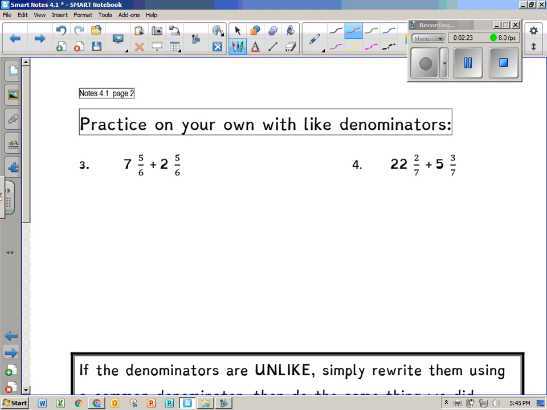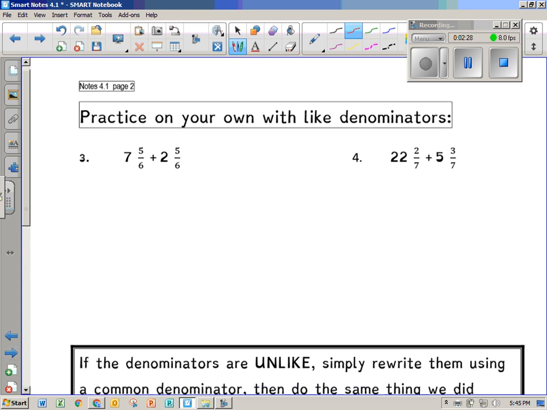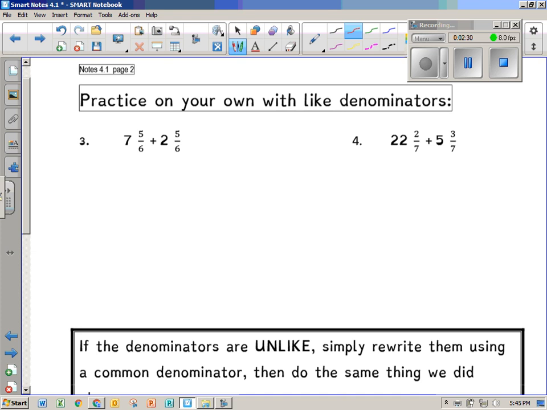Let's work some problems out together. First, the first couple have like denominators. So take a minute, pause the video, and try it. Okay, let's look at it together.